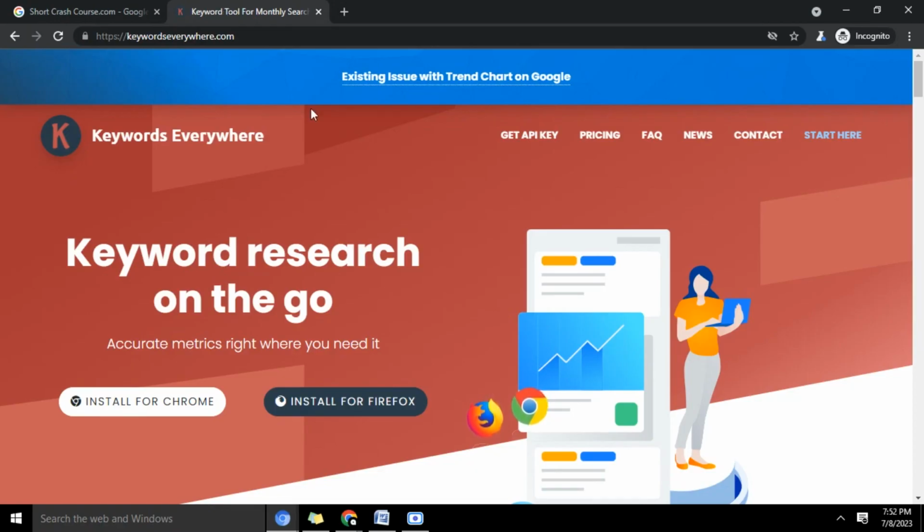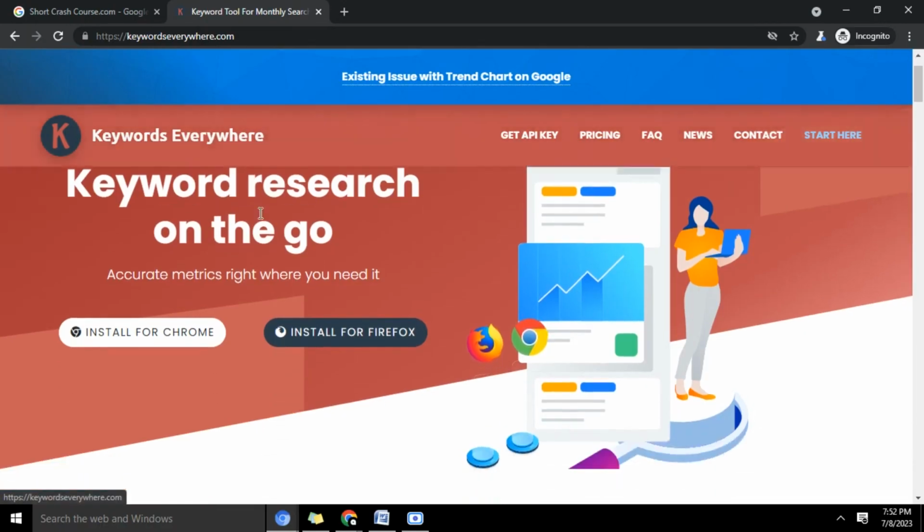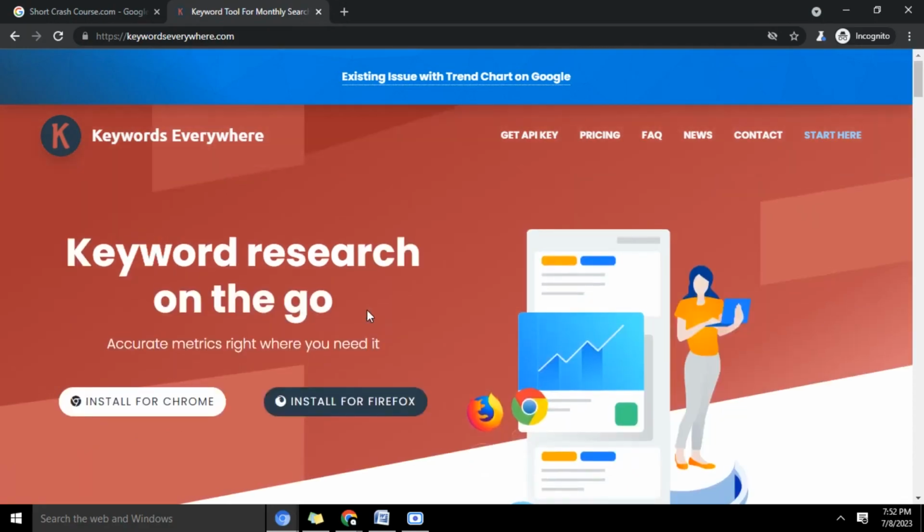So now we're here on the Keywords Everywhere website, which is keywordseverywhere.com, and you can see that they have the Chrome extension and the Firefox extension. One of the beautiful things about Keywords Everywhere is that while you're searching for keywords on Google, you can get the statistics, the trend, the keyword difficulty, and everything you're going to need to decide whether the keyword is good to use on your site or not.